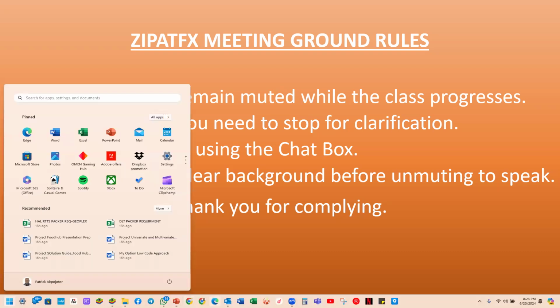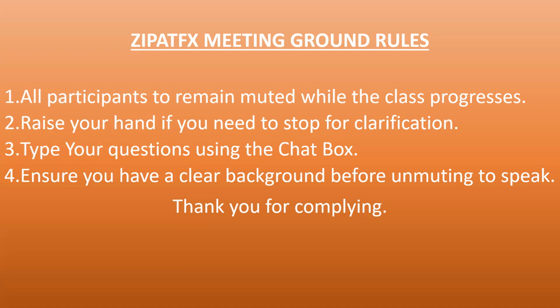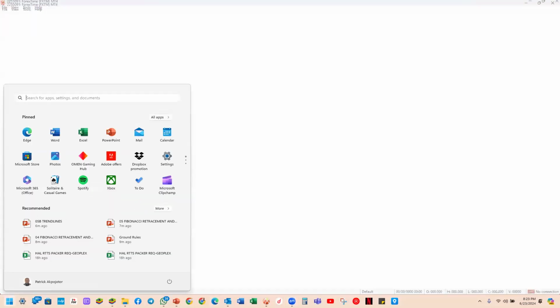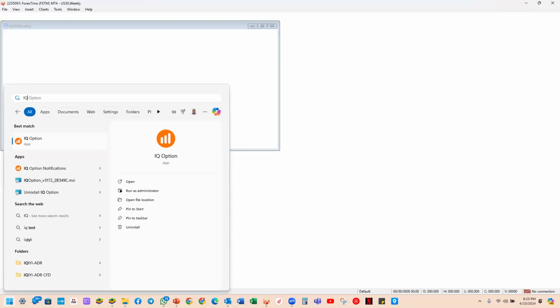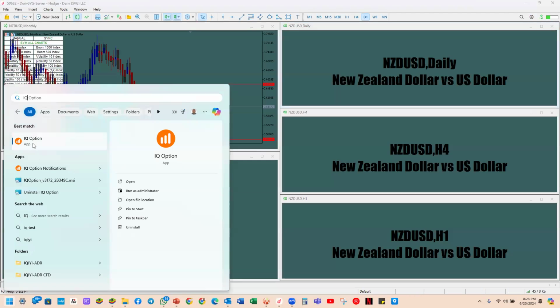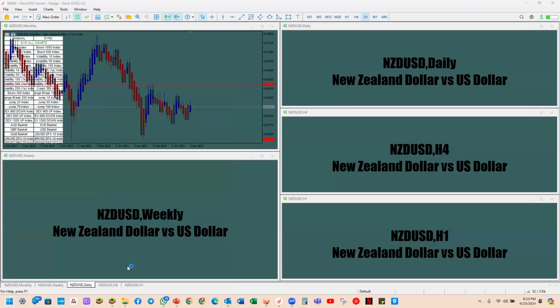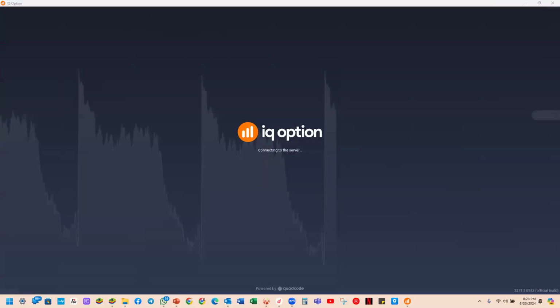So for the trading platform, I will quickly open MetaTrader 4, MetaTrader 5. Okay. Then I can open, let me see, IQ Option, it's IQ Option trader. And then I'll open the TradingView.